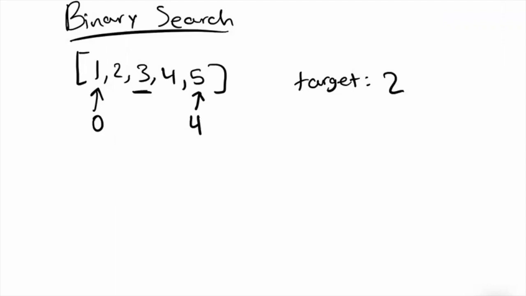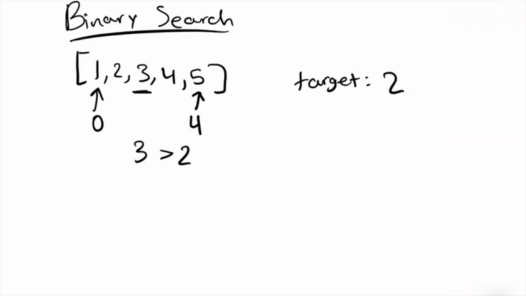So let's see. Now what do we do? Now we compare the midpoint to the target value. So we compare 3 to 2, and we see that 3 is greater than 2. So this is all good, but now what? Since 3 is greater than 2, now we don't need to worry about any of the points to the right of 3, because we know that our target value is less than the midpoint. So all we need to worry about are the elements to the left of the midpoint.